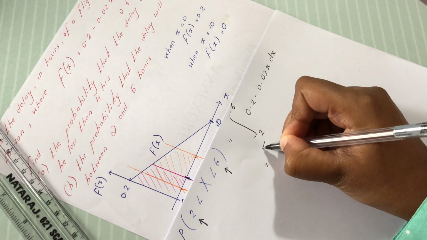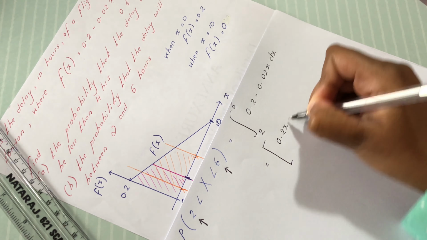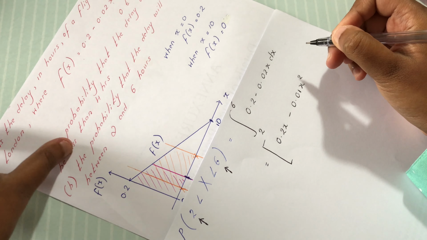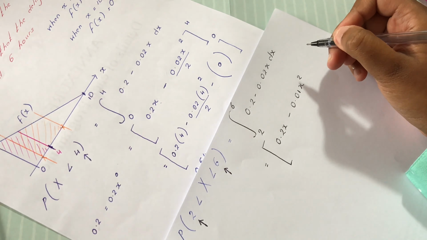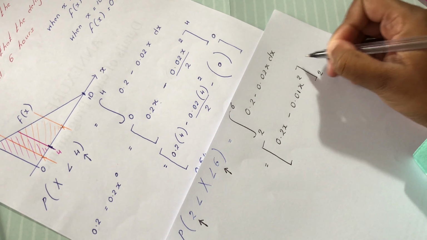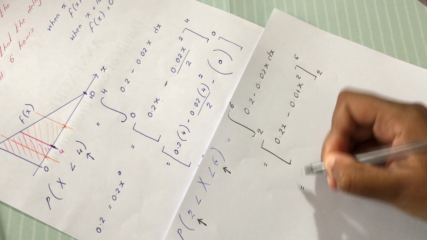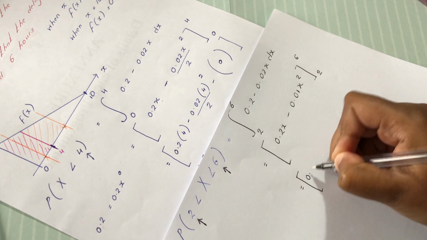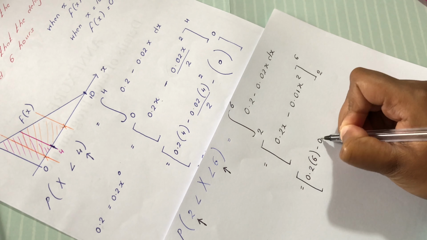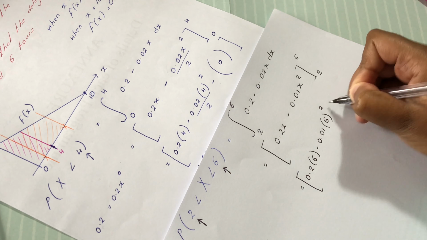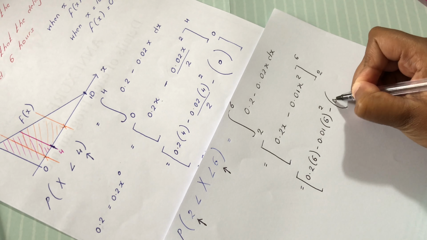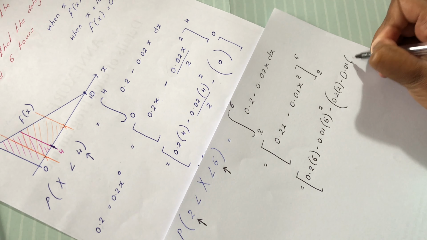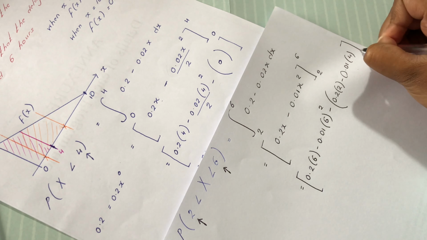We integrate. We have 0.2x minus 0.01x square. We've seen earlier when we integrate here between limit 2 and 6. Next, we replace the limits upper minus lower. We have 0.2 times 6 minus 0.01 times 6 square minus open bracket 0.2 times 2 minus 0.01 times 2 square, which is 4.